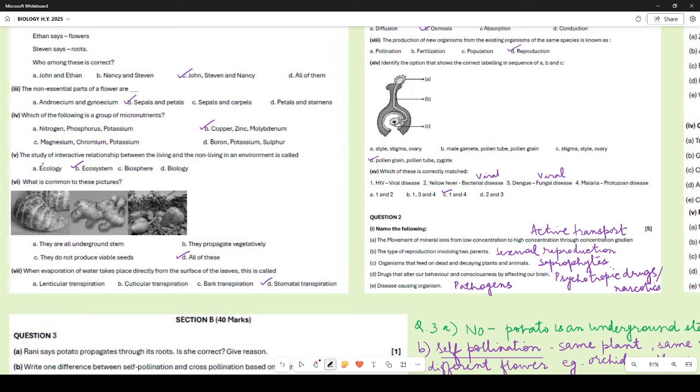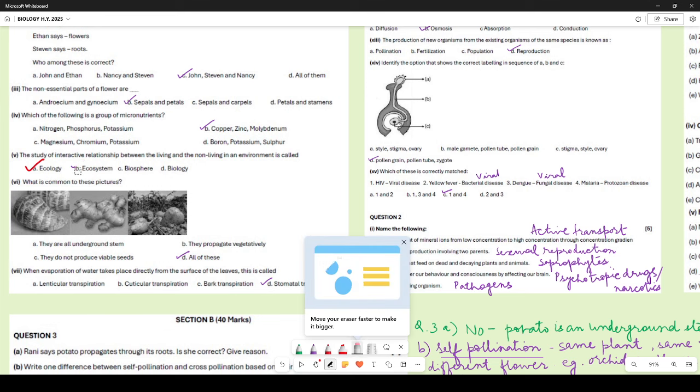This is ecology, right? The study is called ecology. This is not ecosystem. This is ecology. All right.